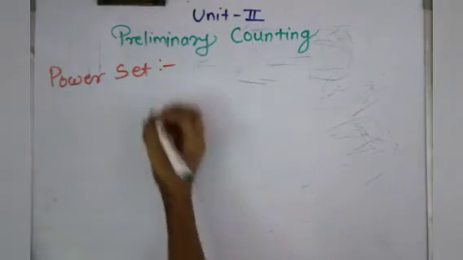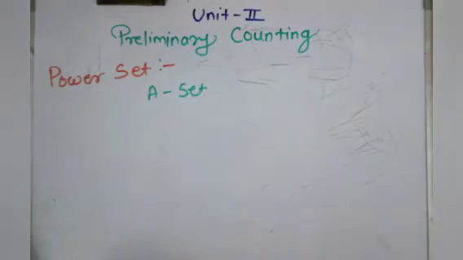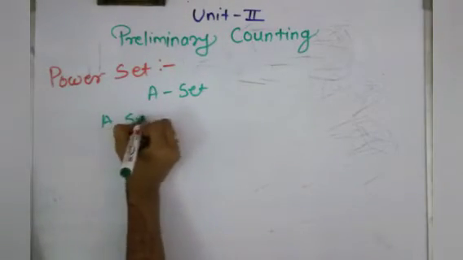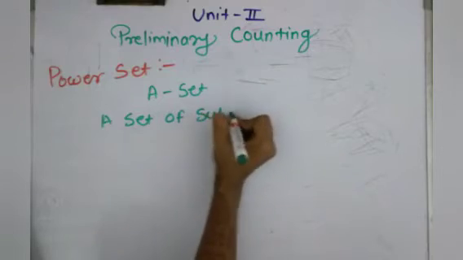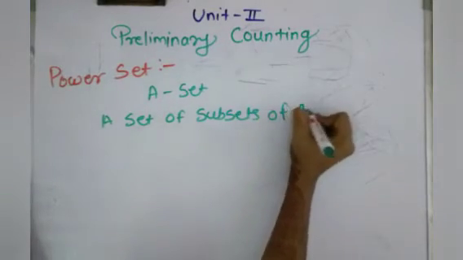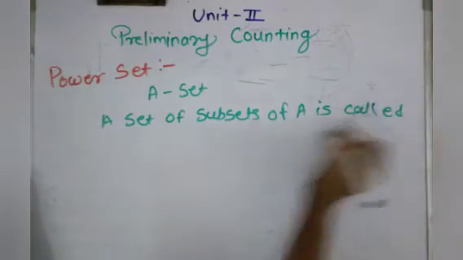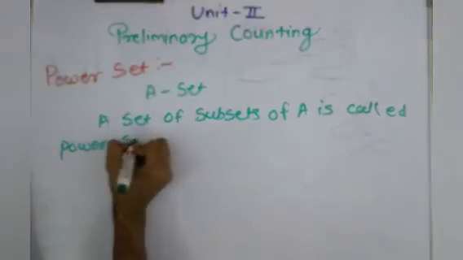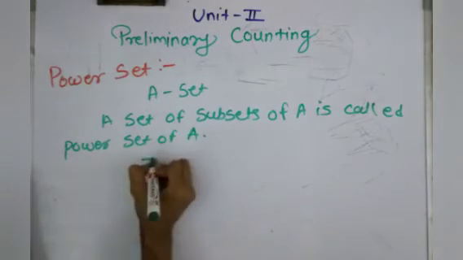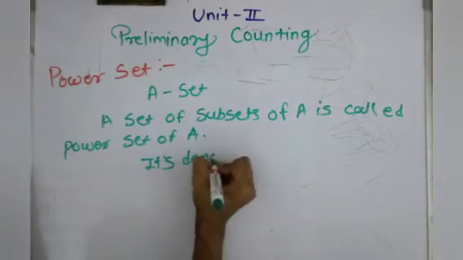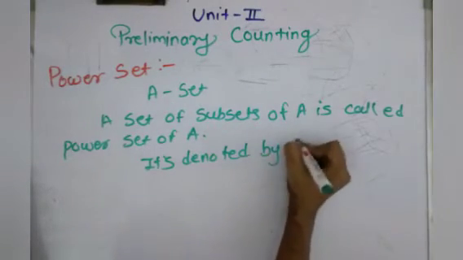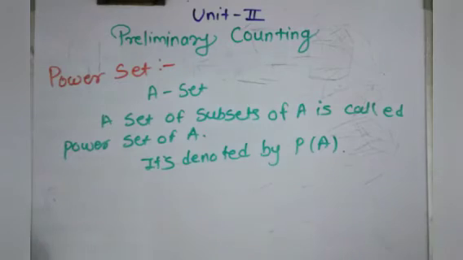Suppose A is a given set, and the set of all subsets of A is called the power set of A. It is denoted by P of A. A set which contains all subsets of a given set A is called a power set.